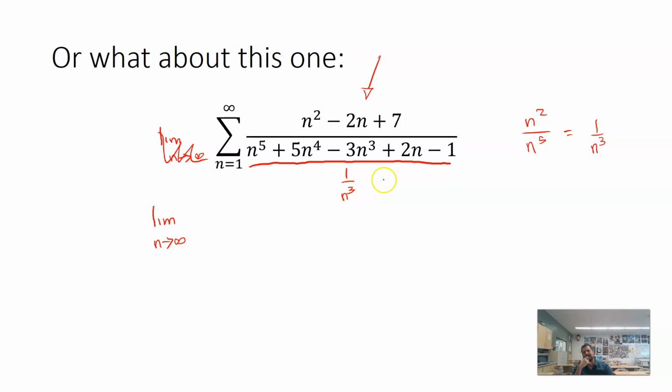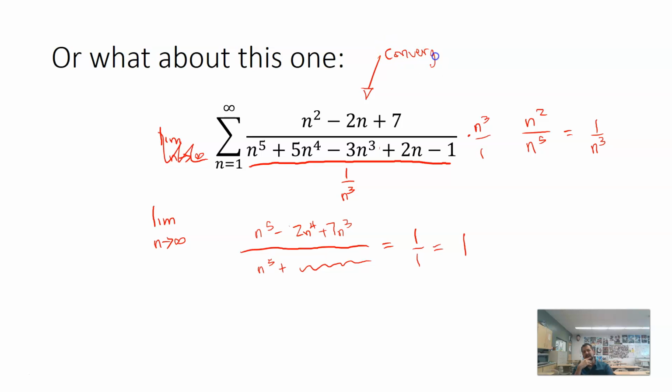Well, if that were the case, I would flip this fraction upside down and times it to the top, and then I would multiply n to the third in. So I'd get n to the fifth minus 2n to the fourth plus 7n to the third. The bottom stays the same, so I've got n to the fifth and a whole bunch of other stuff that doesn't matter because we're taking the limit as n approaches infinity. Once again, and this won't always be the case, the fraction that I get by looking at the highest powers on the top and the bottom is 1 over 1 because the powers are the same, a fraction out of their leading coefficients. That gives me 1, which means that I know that this series is going to be convergent because 1 over n to the third is convergent, and I used the limit comparison test in order to tell.